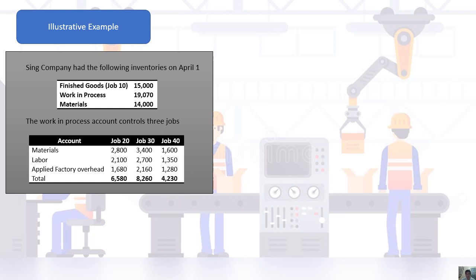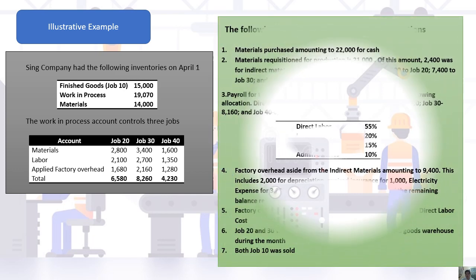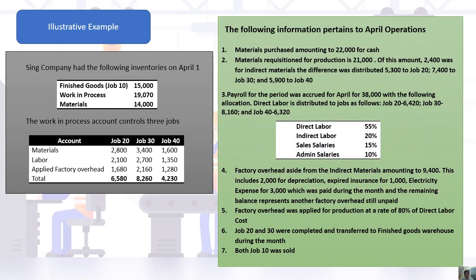So dahil job order yan, meron pong details yung 1970 na naka-reflect dun sa work in process. So it involves daw three different jobs, which is job 20, job 30, and job 40. So may materials, may labor, may applied factory overhead. Tapos yung total daw nun ay 6,580. Job 30 meron tayong 8,260. Then job 40 meron tayong 4,230. Okay? So these are the informations that happened during April.